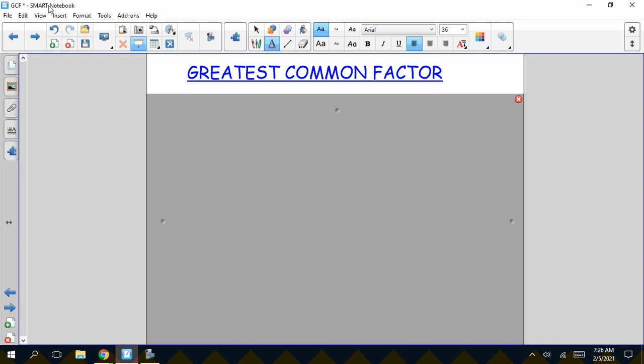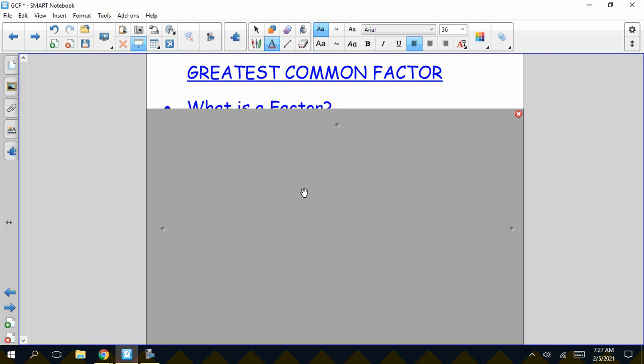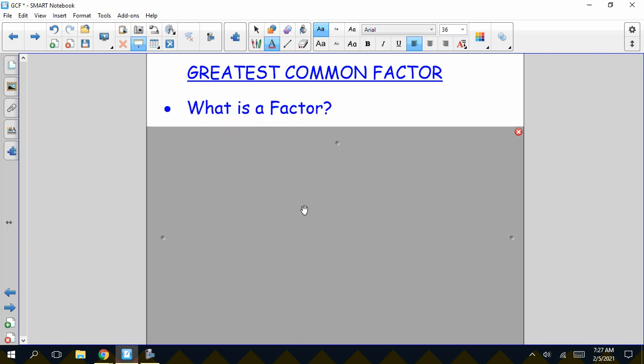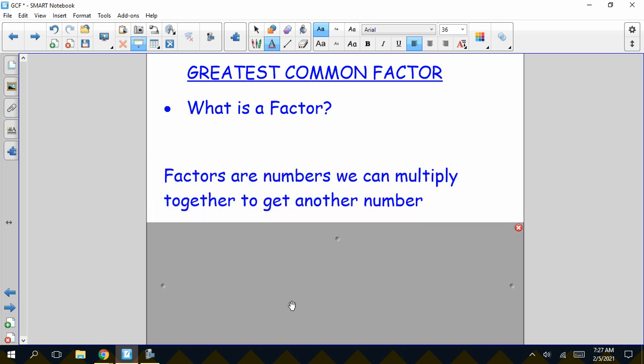All right, fifth graders, today we're going to do a lesson on greatest common factor. First of all, what is a factor? Okay, you've used factors before, but a factor is just a number that we multiply together to get another number. So any number that you can multiply together to get a product, those numbers that you multiply together are called factors. So when we multiply two numbers together, those are the factors that we have.